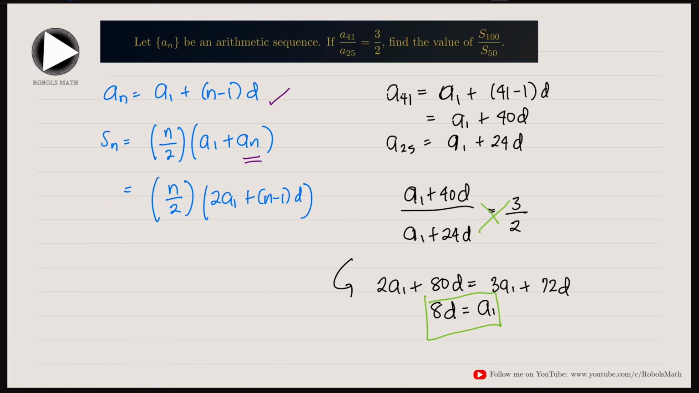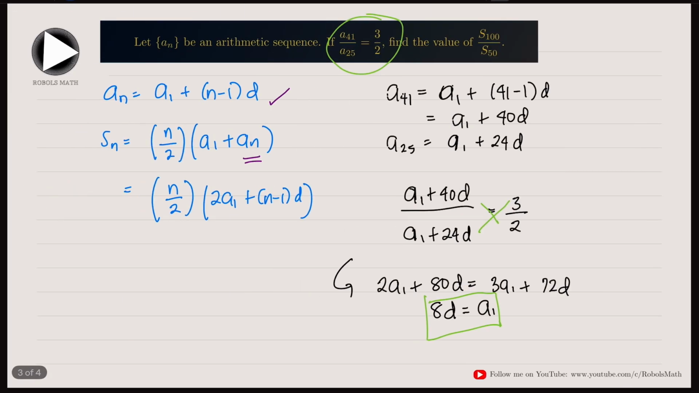So for this problem, there is no way that we can get a sub 1 and d because we only have one equation given. This is the only equation we have, and we have two unknowns, so there is no way that we can solve for a sub 1 and d individually. So the next step would be to try and evaluate the given ratio.